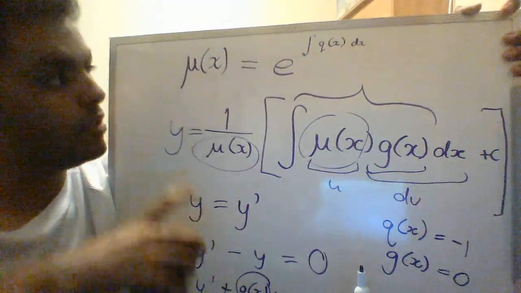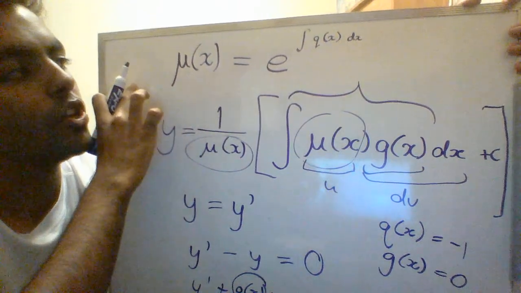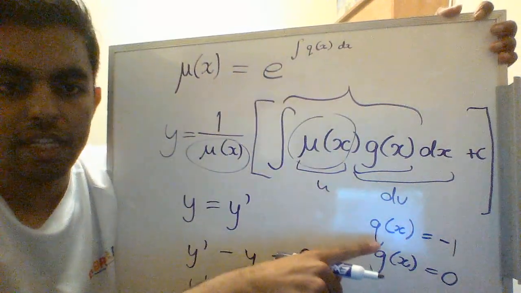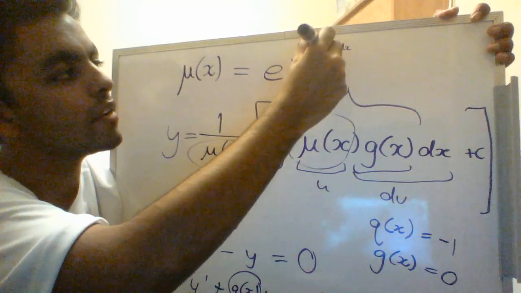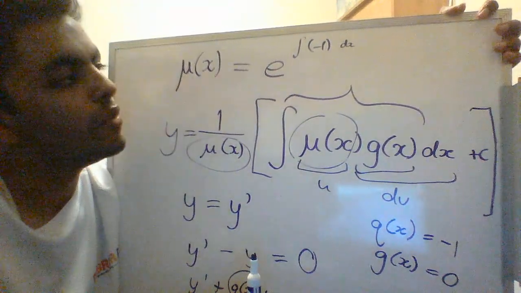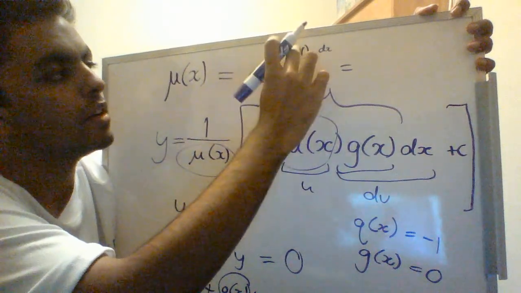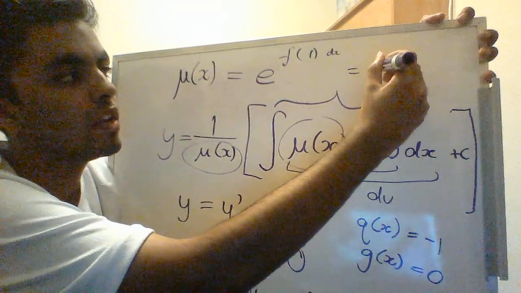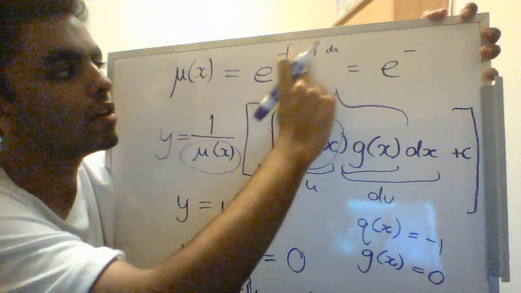Alright, so using this, e to the integral of q of x dx. Well, we know little q of x is negative 1, right? So I'm just going to stick in a negative 1 right there. And if you do that integral, you can just pull out the negative sign right out here, and so then you just have the integral of dx, which is just x. And so what you have here is e to the negative, because you pulled it out of the integral, and then the integral of dx.